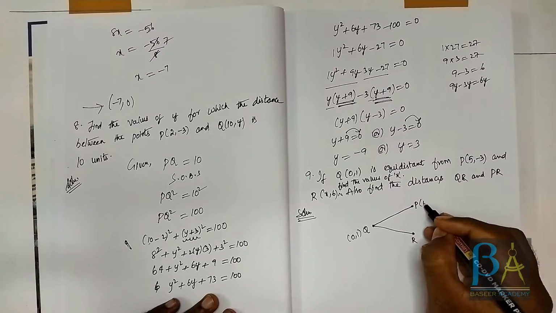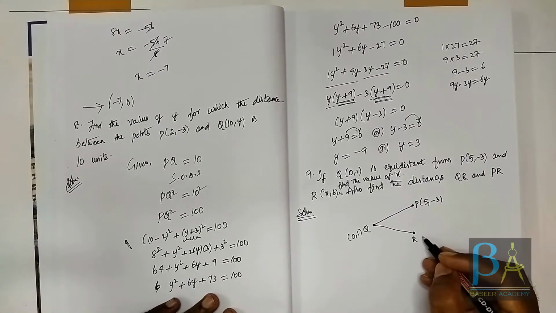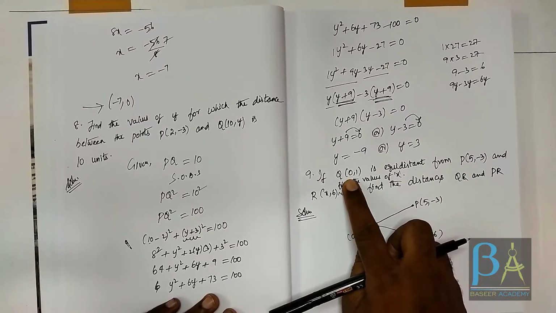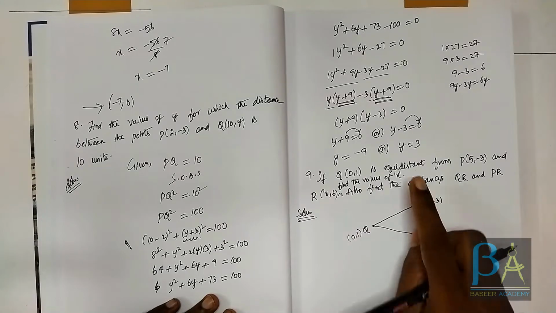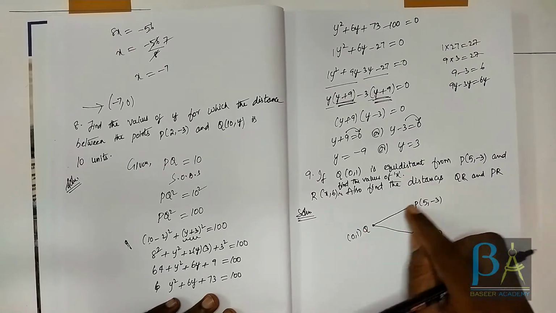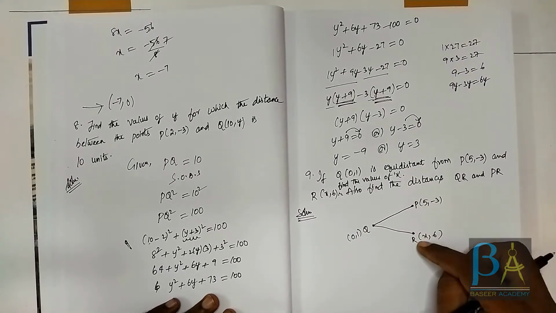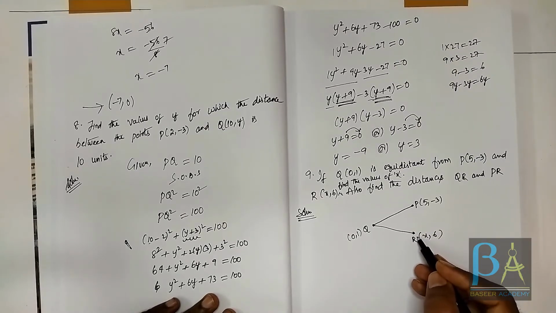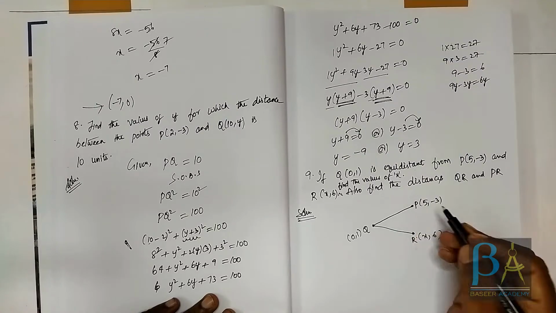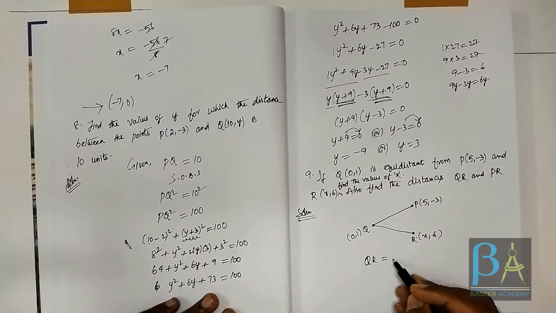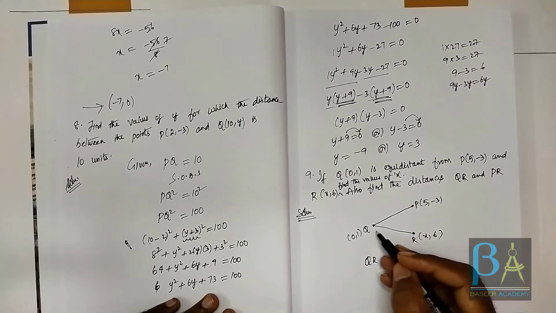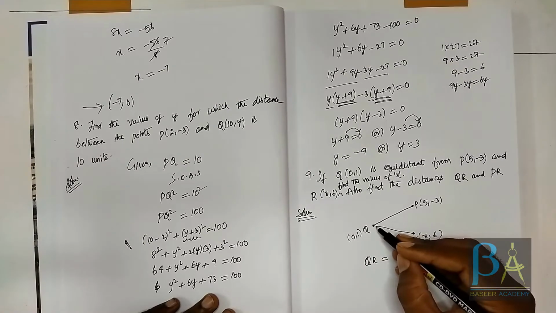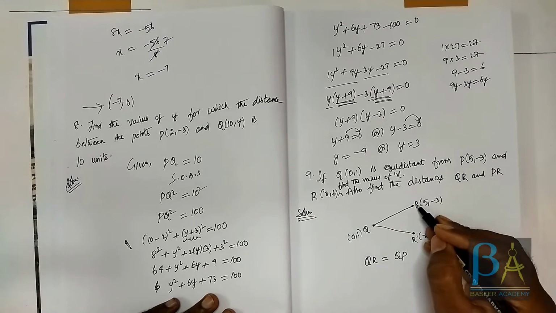The point P is given as (5, -3). The point R is given as (x, 6). So point Q, which is (0, 1), is equidistant, meaning it is at an equal distance from these 2 points, which means the distance of the point Q from R is equal to the distance of the point Q from P, which means QR should be equal to QP, isn't it? QR, the distance of the point Q from the point R, is equal to QP, which is the distance of the point Q from the point P.